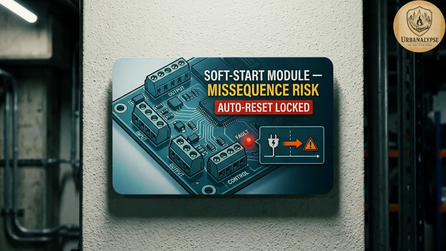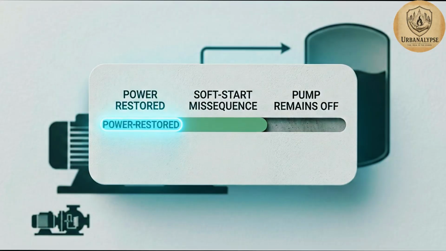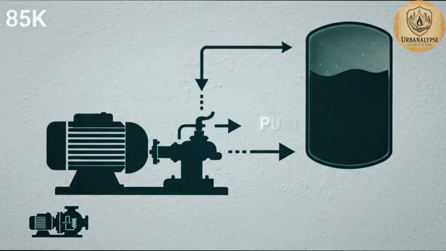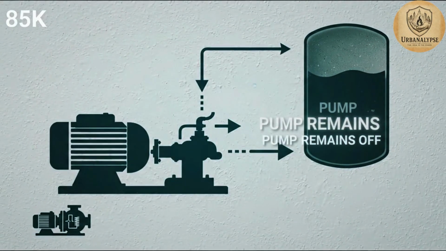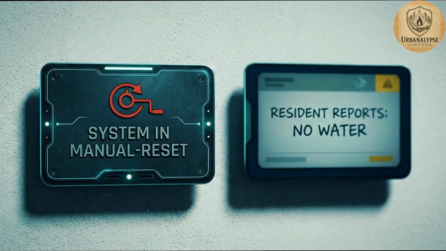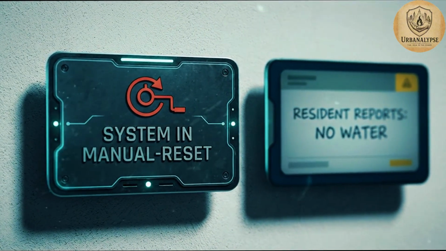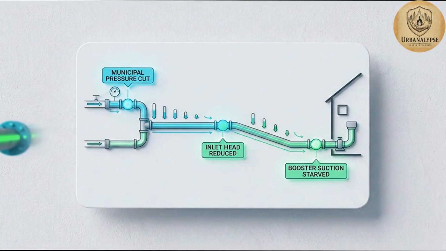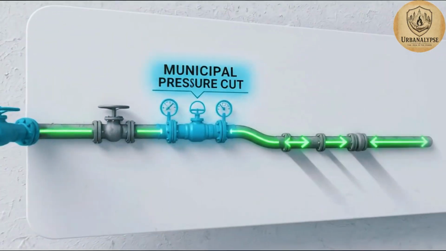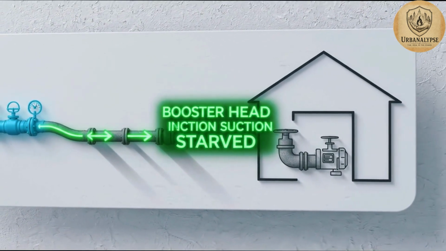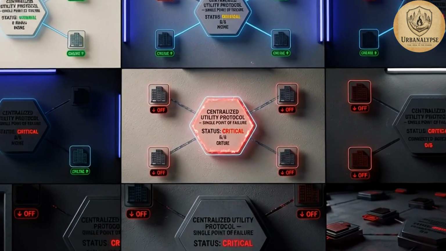Soft start failures compound this. A soft start module that missequences on power restoration prevents the pump from restarting even after power returns, leaving the system in manual reset state while residents assume a supply problem. Upstream municipal pressure cuts remove the inlet head feeding the booster's suction. A functioning booster cannot pull water not being pushed from the municipal side.